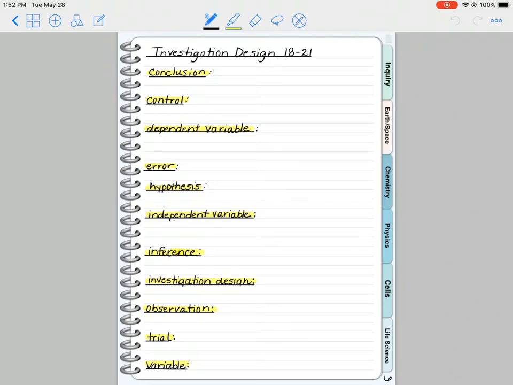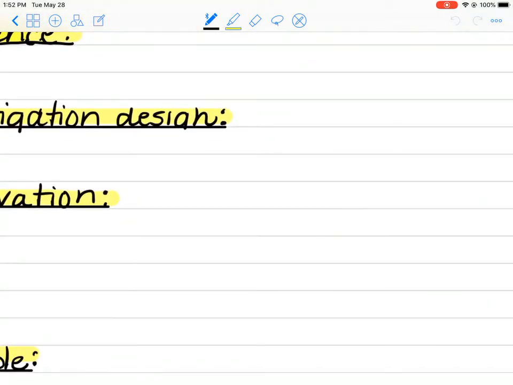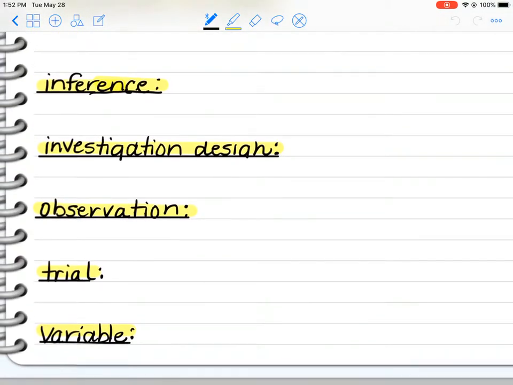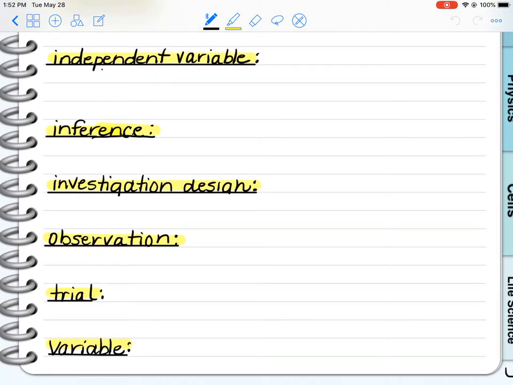So, I want to start with the word observation, because that's where science starts. If you're a scientist, you are an observer of the world around you. So, scientific experiments start with observation. And here's the definition of observation. It is information gathered through the senses.